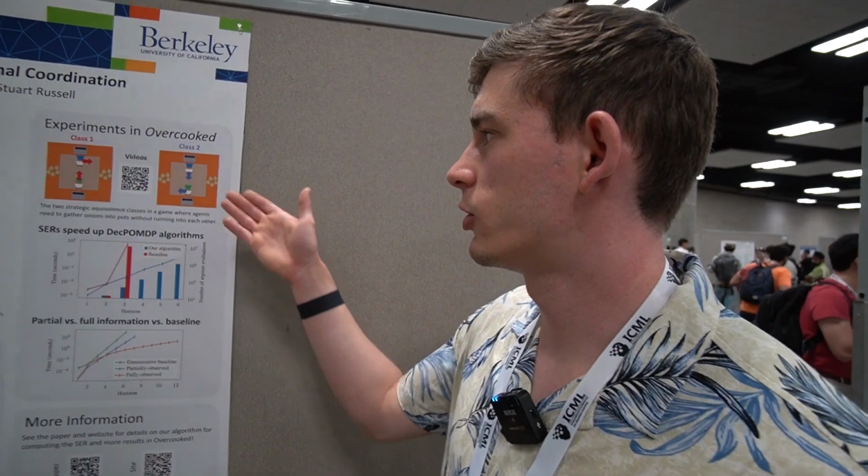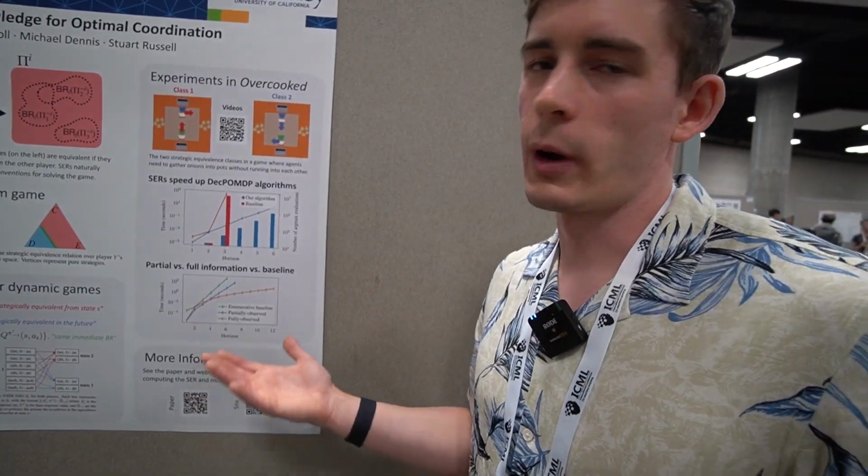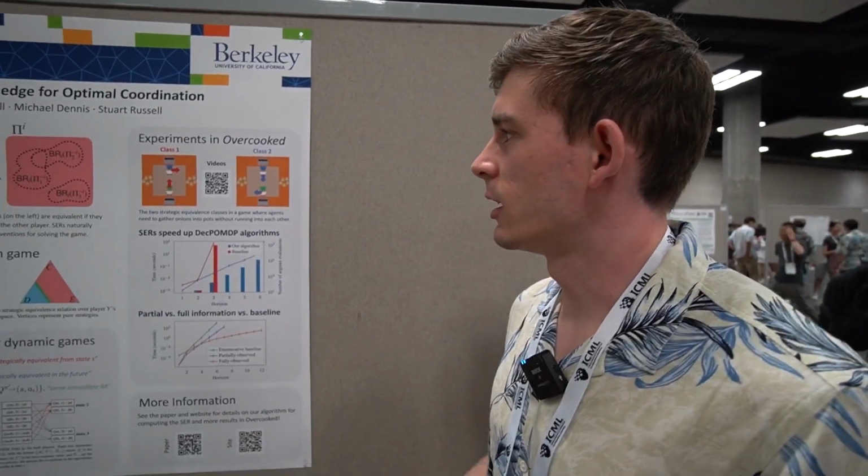What's the biggest environment you tested on? Is it Overcooked, or do you have plans on bigger environments? So right now, because we're computing optimal policies in DecPOMDPs, which is very expensive even with our speed up, we're only able to scale up to these sorts of Overcooked environments up to a horizon of around 20 or so. I think that takes about an hour. But that's in relatively simple Overcooked environments.